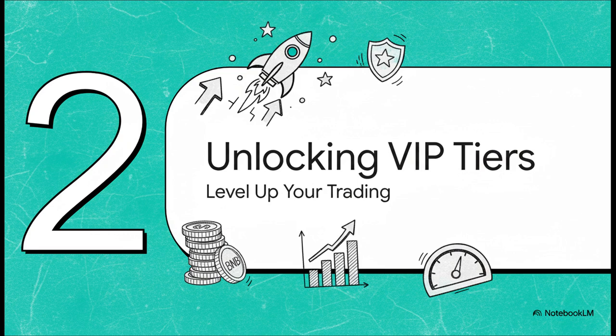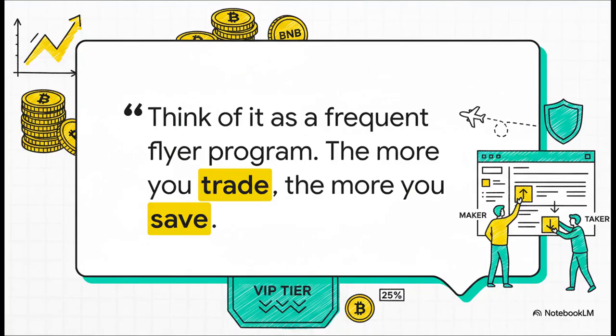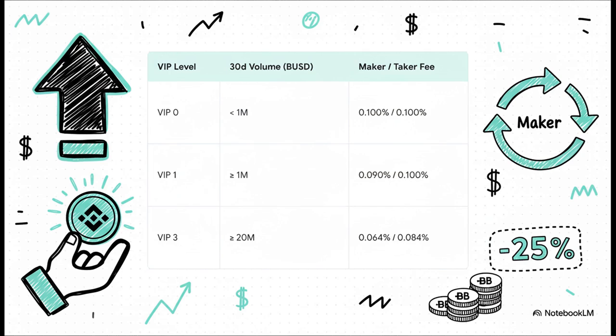Okay, so once you've got that whole maker versus taker thing down, we can move on to the next level of saving money, and that's all about the VIP program. Now, this one is really geared towards the more active traders among us. And honestly, the best way to think about it is like a frequent flyer program with an airline. The more you fly, the more perks you get. Well, it's the same deal here. The more you trade, the more Binance rewards you with some seriously reduced fees. It's that simple. So let's look at how this actually plays out. A standard user, that's VIP 0, is paying that 0.1% we talked about, whether they're a maker or a taker.